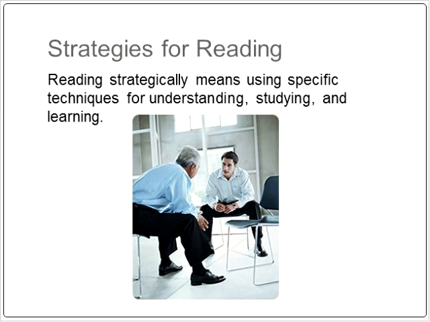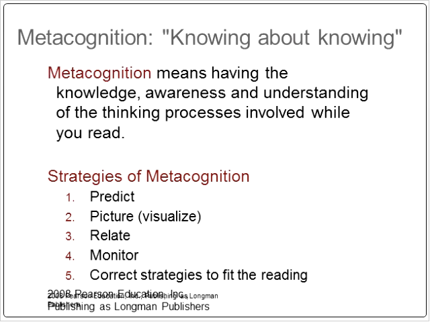Now, here are some basic strategies that can be used to achieve the most efficient understanding and retention of college material. To talk about how we learn or how we know, we're using metacognition. Metacognition: knowing about knowing, thinking about thinking. Of course, to review with you, it means having the knowledge, awareness, and understanding of the thinking process involved while you read. So, strategies of metacognition that apply to reading are these five: predict, picture, visualize, relate, monitor, and correct strategies to fit the reading.